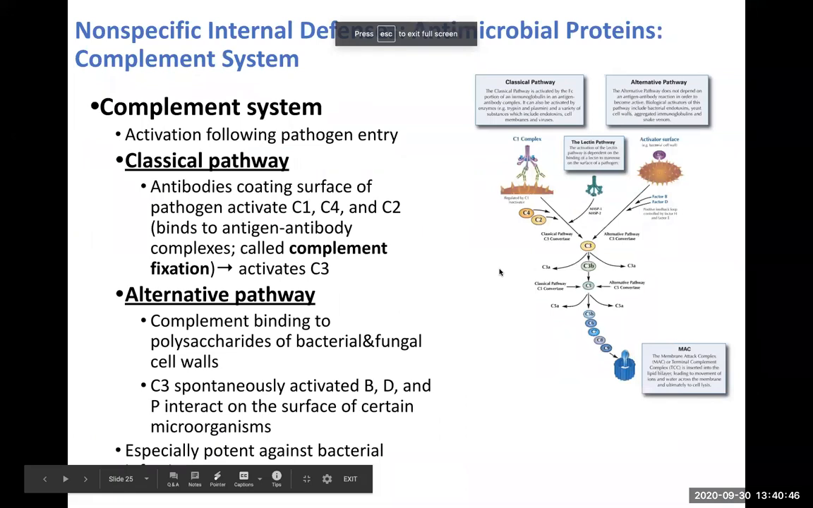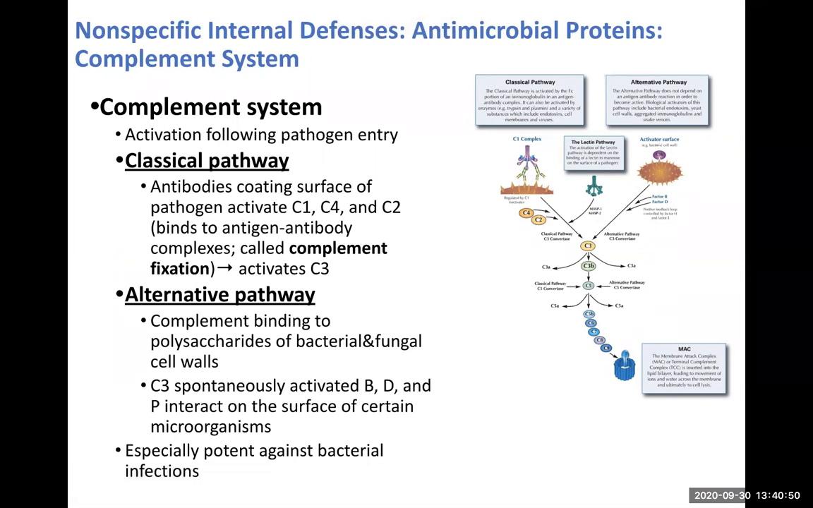There are two pathways by which complement can be activated. And I guess I should say complement is somewhat similar to the coagulation cascade in the sense that it involves enzymes that, when activated, then activate downstream proteins. So there are two ways in which complement is activated. The first is called the classical pathway, and the second one is called the alternative pathway.